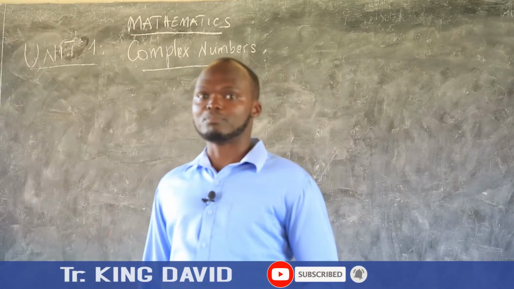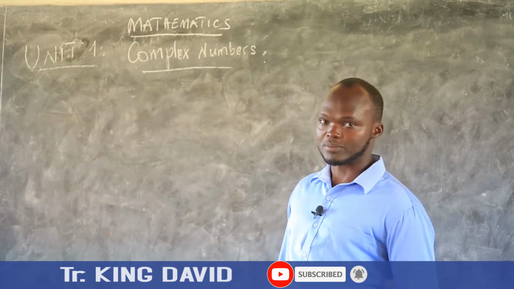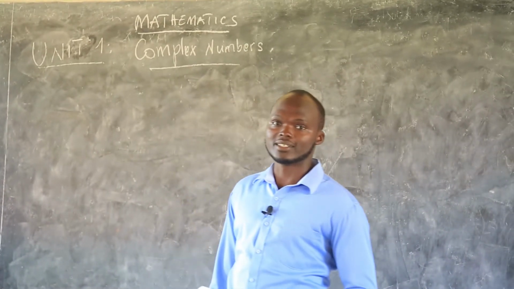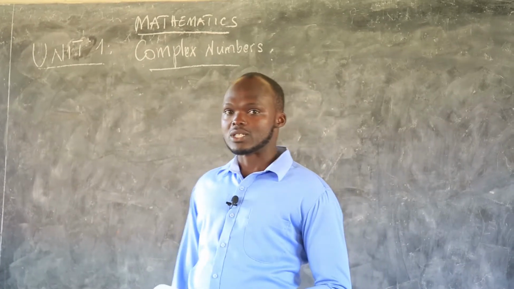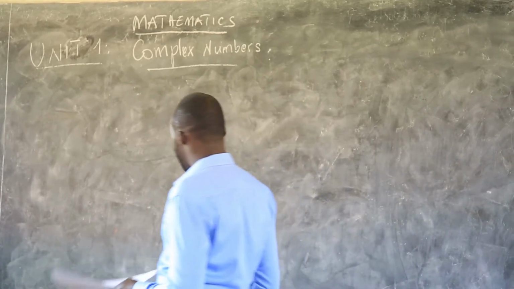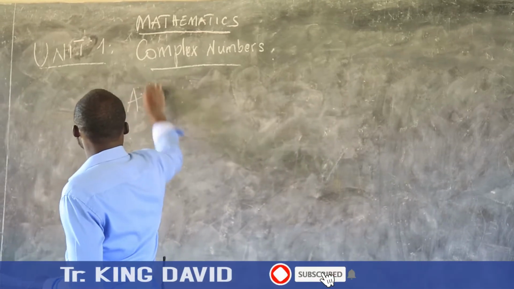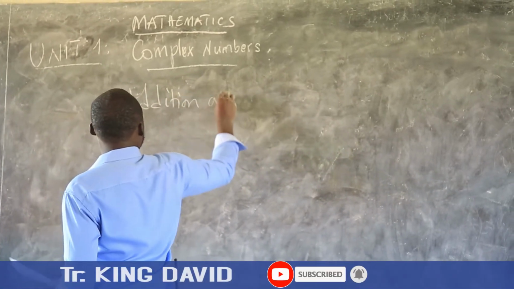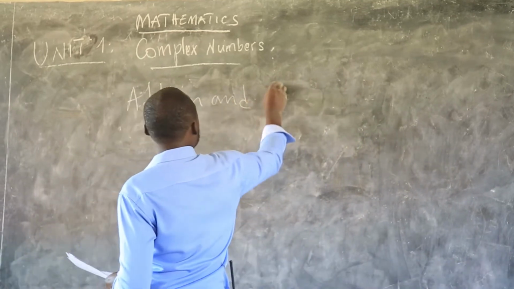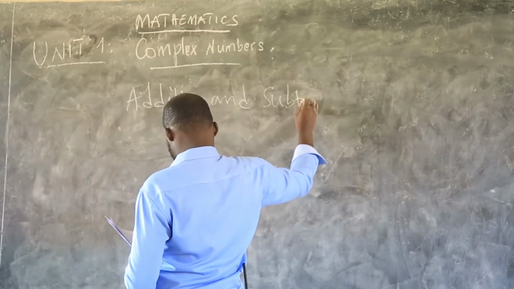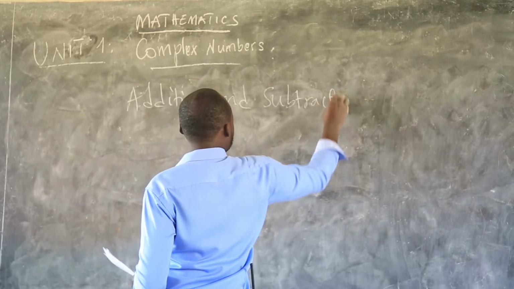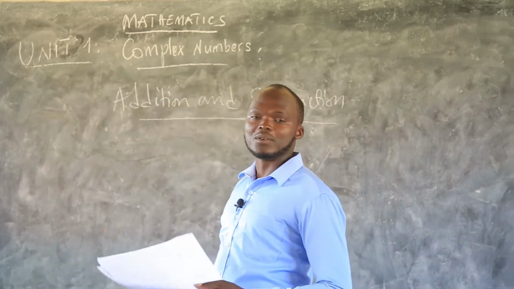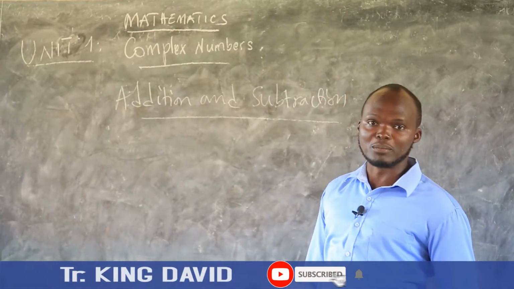We're going to start part 2, lesson number 2. You remember in part 1 we studied equality of complex numbers. So now we're going to see addition and subtraction of complex numbers. How can we add complex numbers? How can we subtract complex numbers?